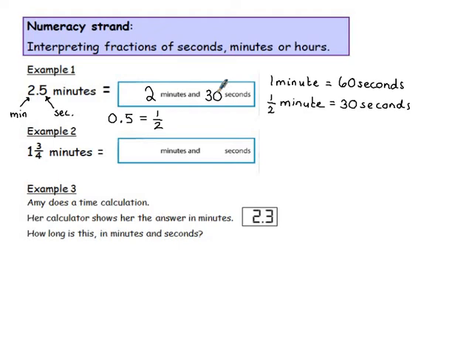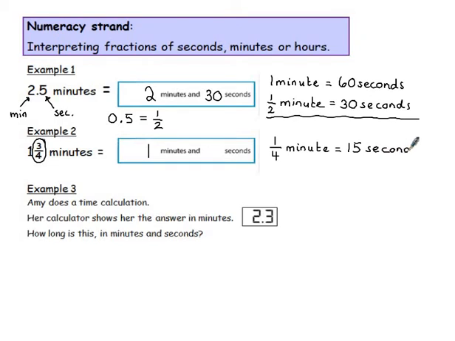Example 2, 1 3/4 minutes equals something minutes and something seconds. So straight away we can put the 1 in front of the minutes, and now we are going to have to deal with this 3/4 part. So to find 3/4, we want to first find 1/4. So we already know that half a minute is 30 seconds from our previous example. Now to find a quarter, we want to halve that again. So a quarter of a minute is half of 30, which is 15 seconds.